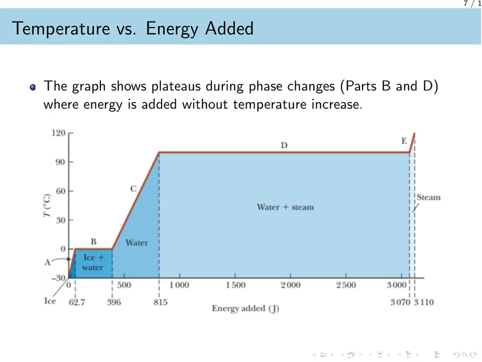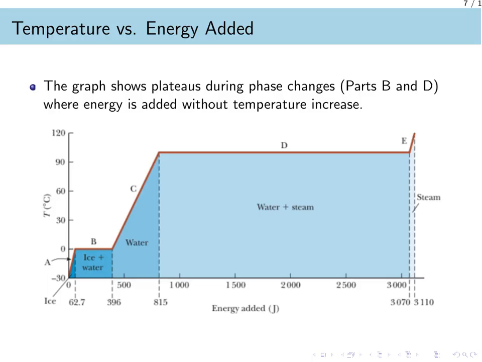This graph illustrates the relationship between the temperature of the system and the total energy added during the transition from ice to steam. You will notice 2 distinct horizontal plateaus labeled Part B and Part D. These plateaus represent the phase changes of melting and boiling, respectively. During these stages, the temperature stays exactly at 0 degrees or 100 degrees, even as we continue to add energy.